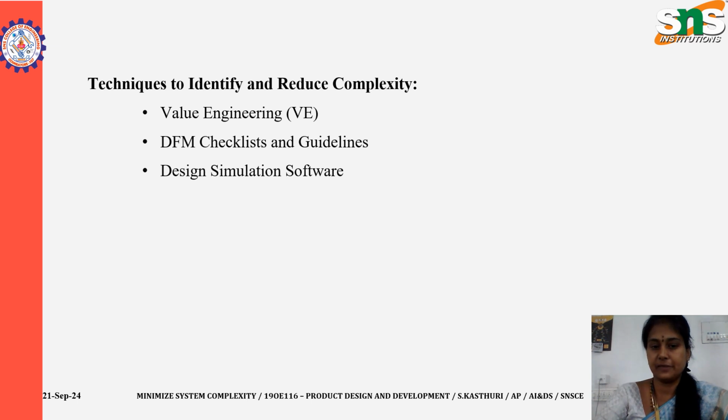Next one is the DFM checklist and guidelines. DFM checklists and guidelines provide specific rules and recommendations that can help engineers assess whether a design can be simplified or optimized for manufacturability. Design simulation software: advanced design tools like CAD and CAE, computer-aided engineering, allow engineers to simulate product behavior and manufacturing processes before physical production.